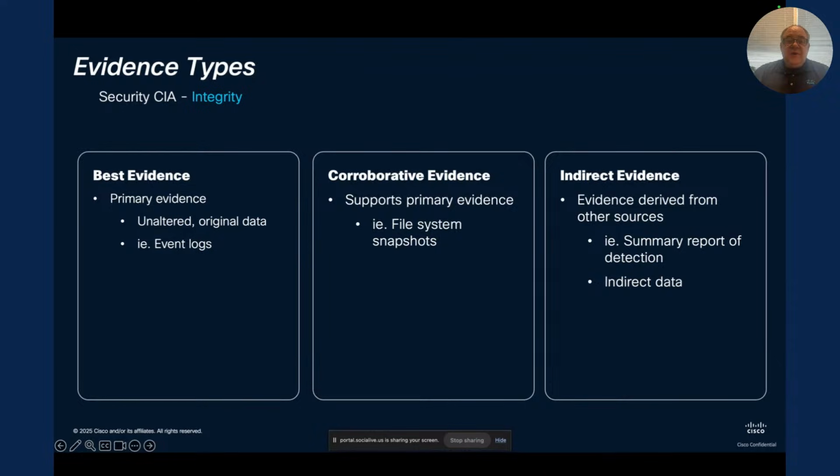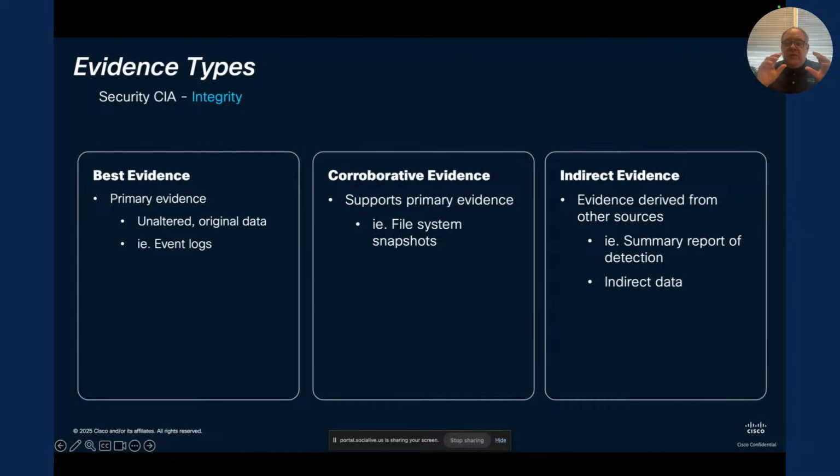Here's the letter I in CIA. Evidence types, there's 3 types: best, corroborative, and indirect. The best is your primary evidence. These are your log files, original data, things that have not been modified. And you can go back and say, yep, this is original and unaltered. And we know that because we have a solid chain of custody.